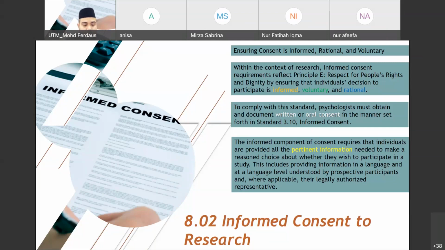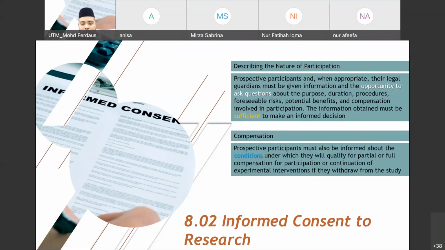Okay, and sometimes, if you are doing research at a larger scale, you have a research assistant, you have enumerators, you have research officers. You need to train them as well to make sure that they understand the language. You make sure that they are able to explain to the respondents in their own language. Okay. Describing the nature of participation.